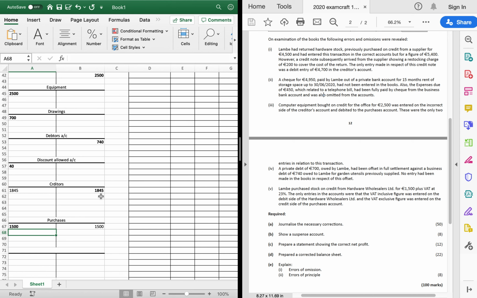So what should he have done? You always put the VAT inclusive amount in debtors or creditors. So 1,845 should have gone on this side, and 1,500 should have gone on this side. The VAT exclusive amount does go on purchases. He's just put them on the wrong side, but then he has left out the VAT element. So the VAT of 345 should have gone in the VAT account. So now 345 plus 1,500 is 1,845 on the debit, 1,845 on the credit. So it balances there.